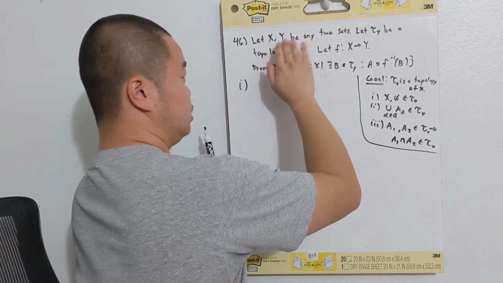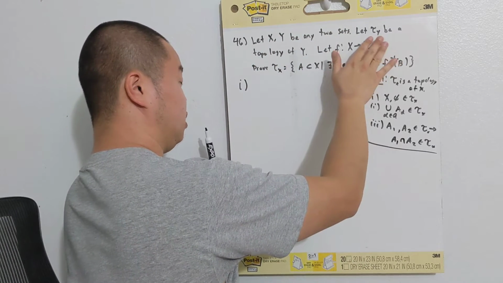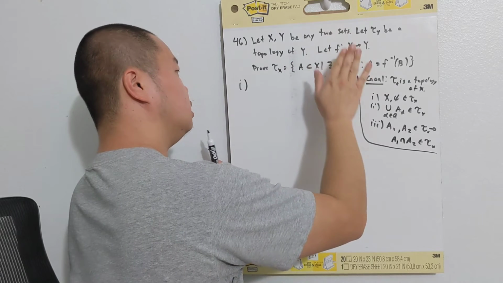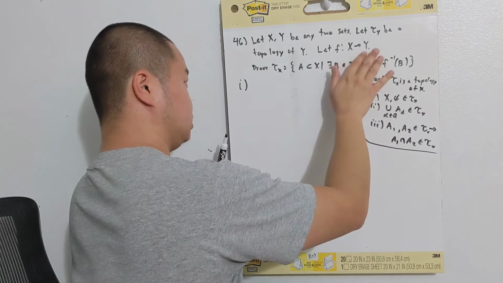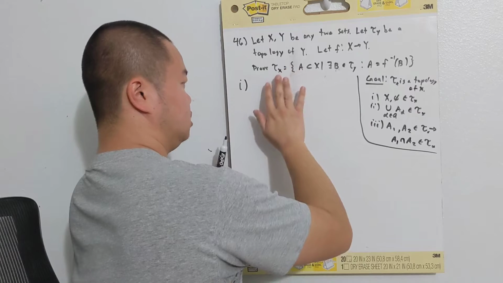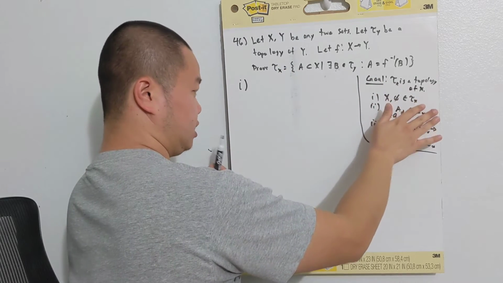46. Let X and Y be any two sets. Let tau of Y be a topology of Y. Let there be a function that maps from X to Y. Prove that tau of X is a topology of X.